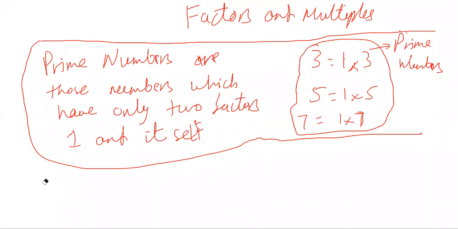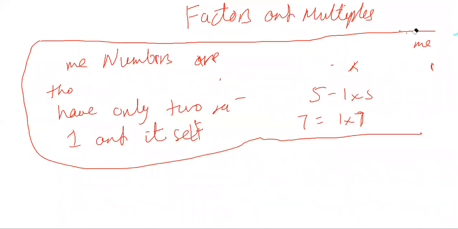Is everybody done writing the definition of prime number? Okay, good. Now we will move towards composite numbers. If you notice the other numbers, for example, 4. What is a composite number? Those numbers which are not prime numbers are known as composite numbers.